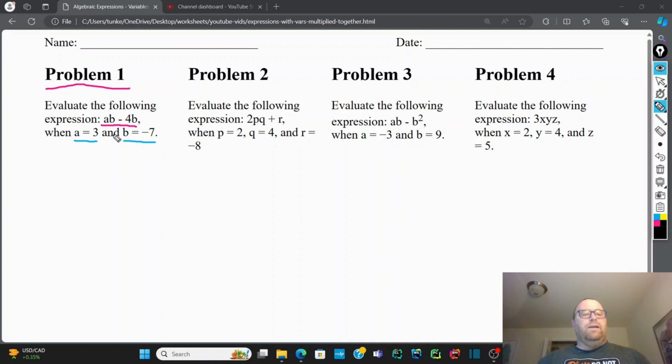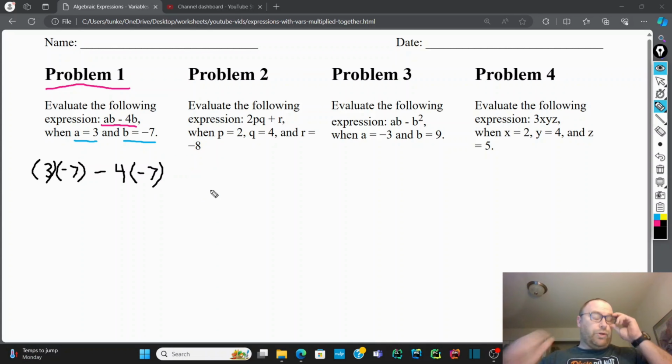So with that in mind, we can start to write this problem out by substituting in these values of A and B. So we could do AB, which is 3 times negative 7. And I'm going to use parentheses here to indicate that I'm multiplying these two together. So 3 times negative 7 minus 4 times negative 7. Okay, so we're going to first do the multiplication, two multiplications, and then we're going to do the subtraction. So 3 times negative 7 is negative 21.